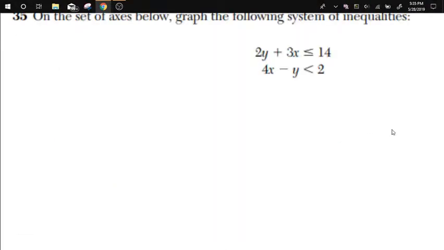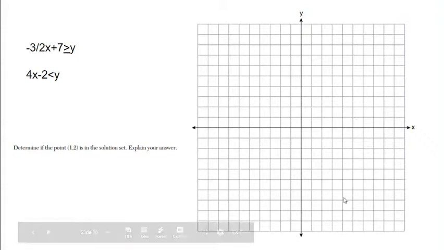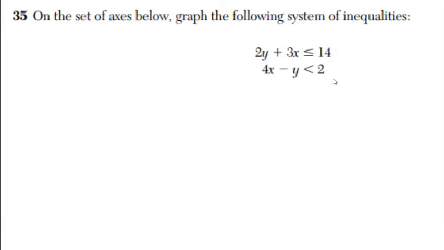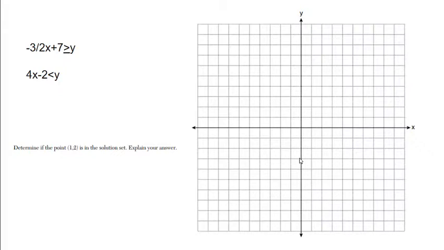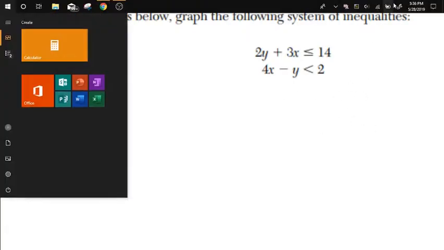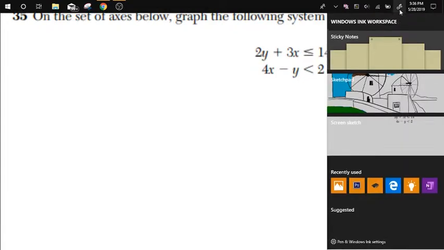Alright, on the set, my bad. On the set of axes below, graph the following system of inequalities: 2y plus 3x is greater than or equal to 14, and then 4x minus y is less than or equal to 2. Hold on.